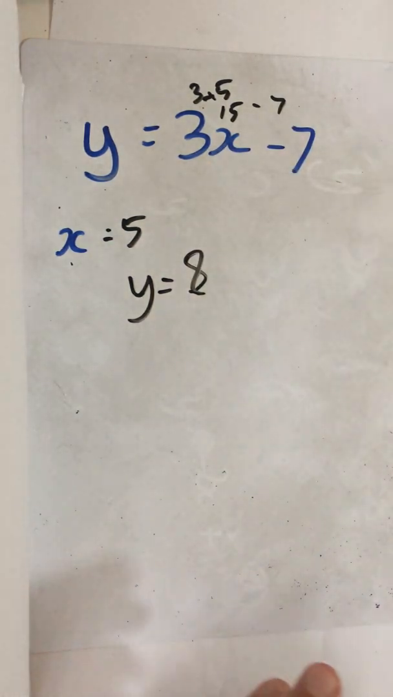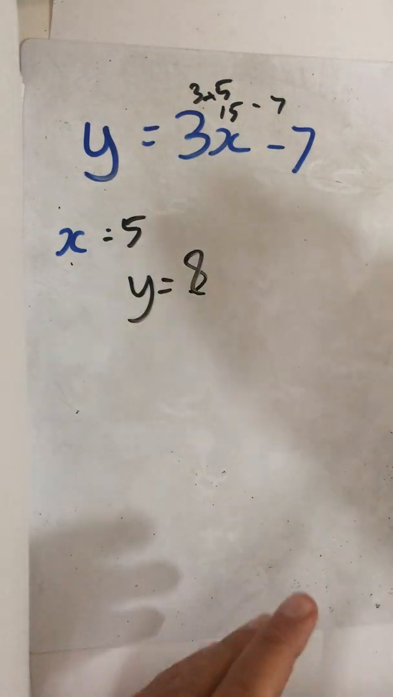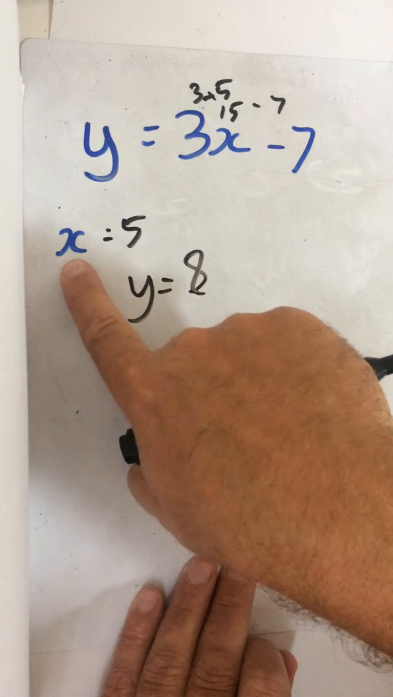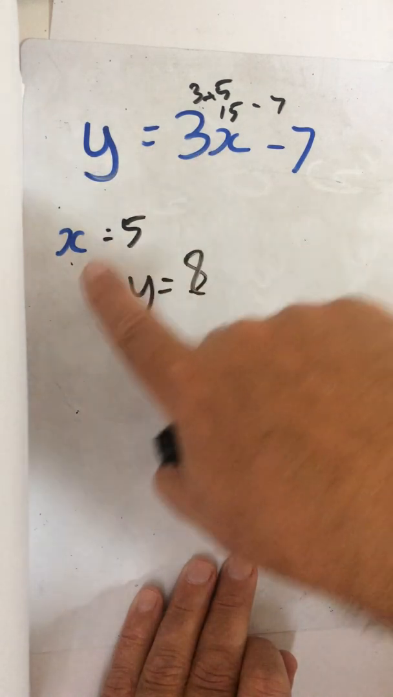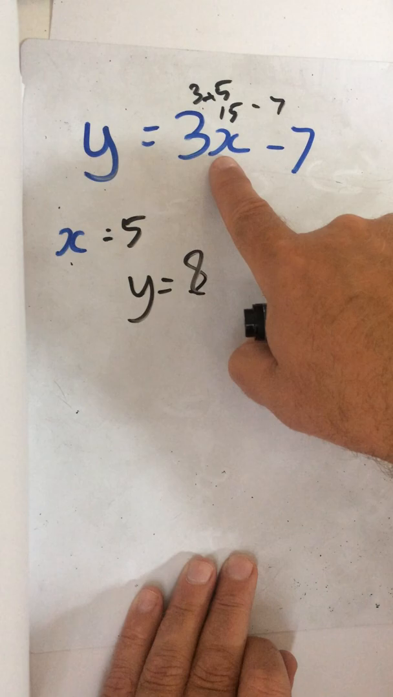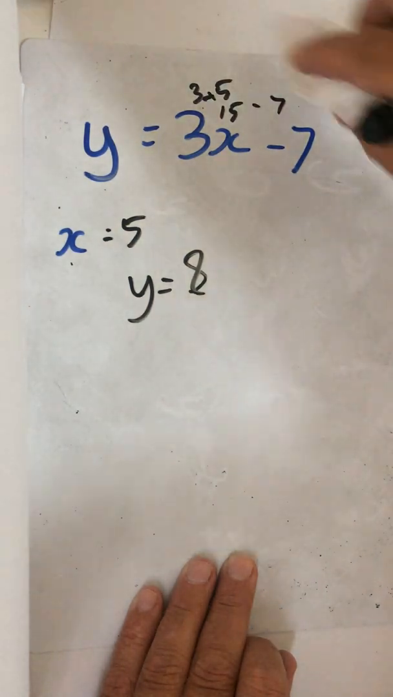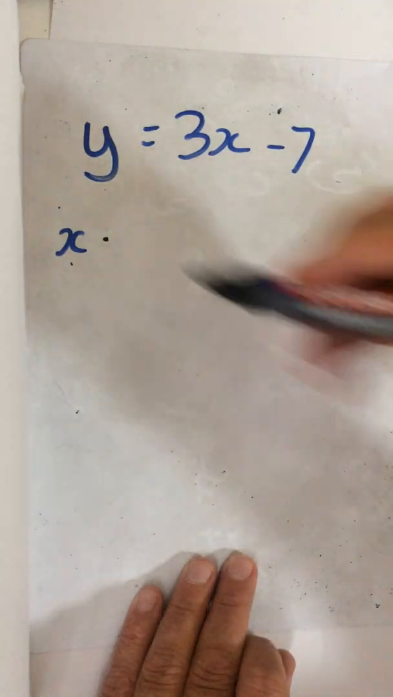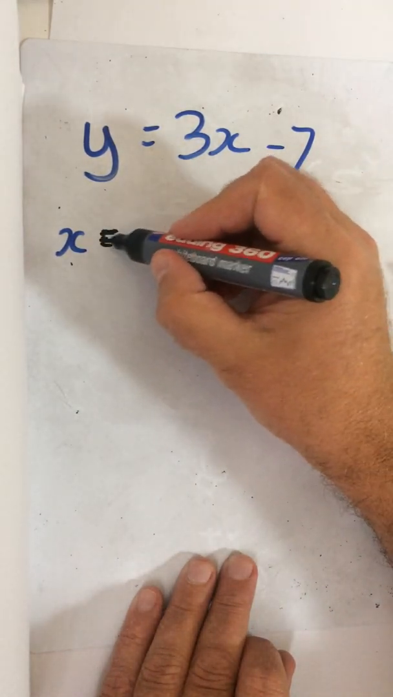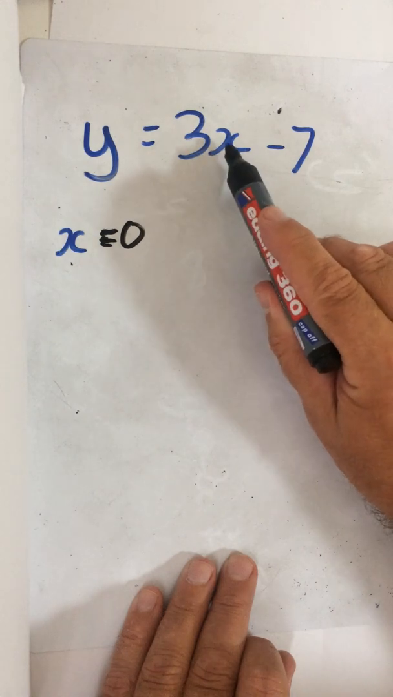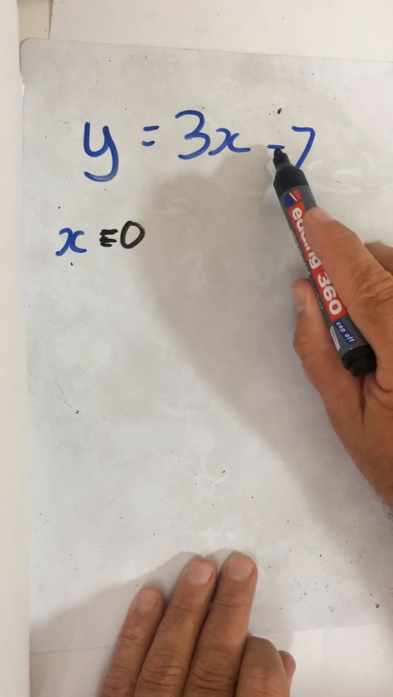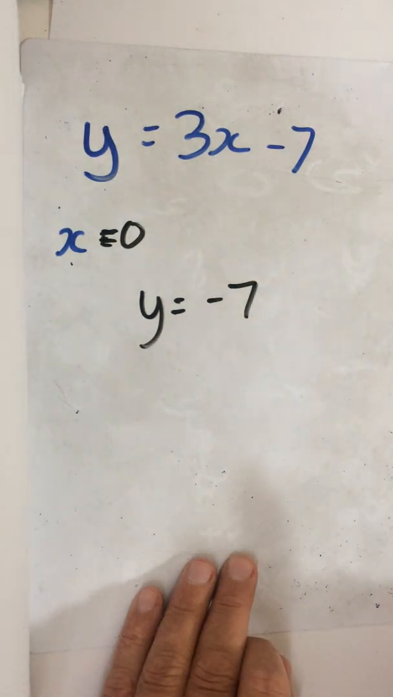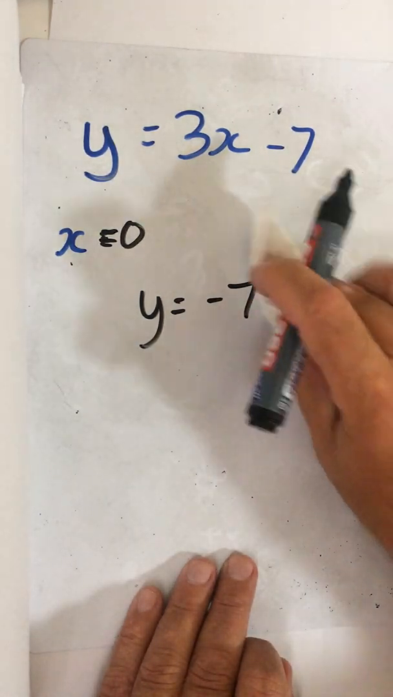Okay, we haven't done a huge amount of substitutions, but I think we've done enough. We're just substituting the letter with its value. So it becomes 3 times 5 is 15, take away 7. Okay, let's keep that same equation. If x was equal to 0, it becomes 3 times 0 is 0 minus 7. So y is equal to minus 7, isn't it? Okay, so we're just finding out the value of y.